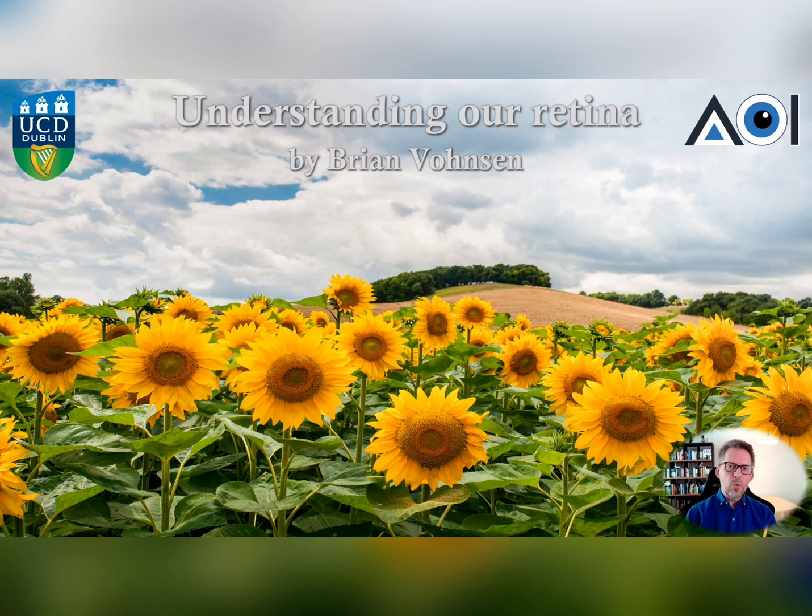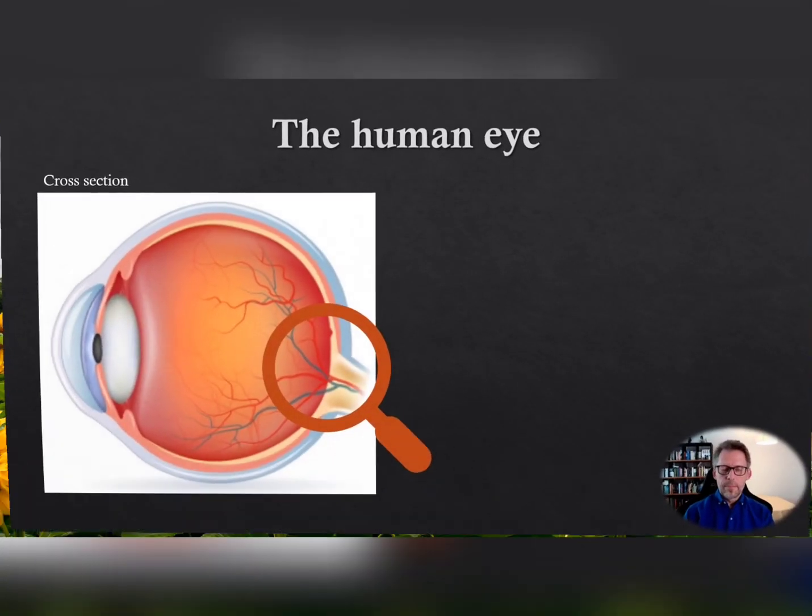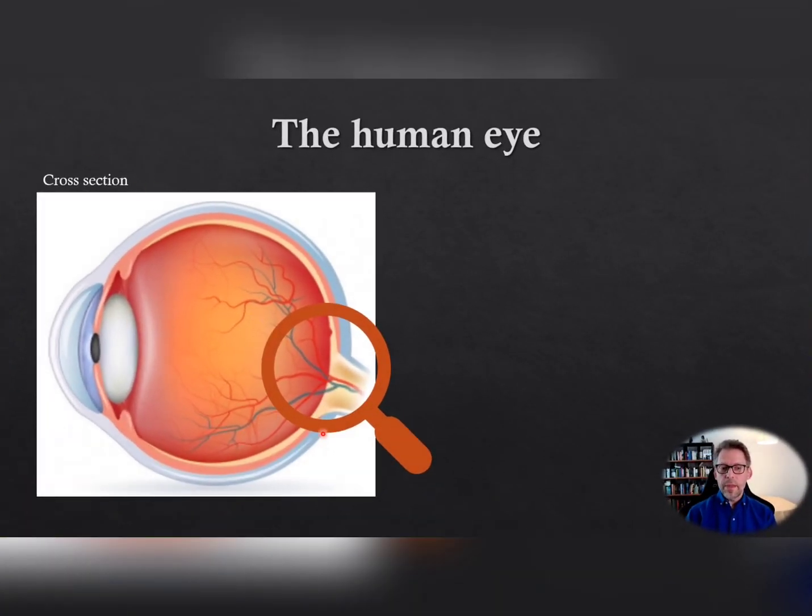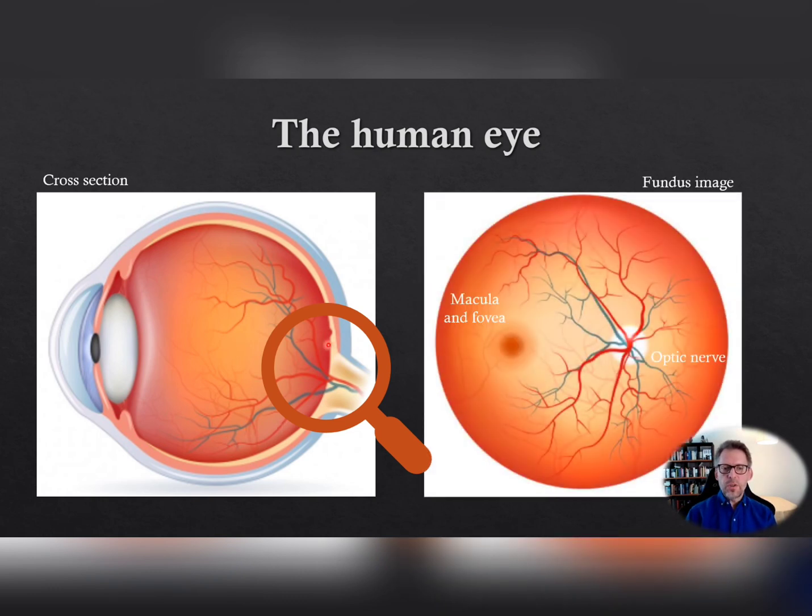Hello, my name is Brian Wohnsen, and in my research I try to understand exactly how light interacts with photoreceptors in our retinas. The retina is a thin layer, a fraction of a millimeter thick, covering approximately 70% at the back of our eye, and the light of the outside world is projected upside down onto the retina, much like in a pinhole camera. The central region of our visual field, called the fovea, is located right in the middle of what we also know as the macula.